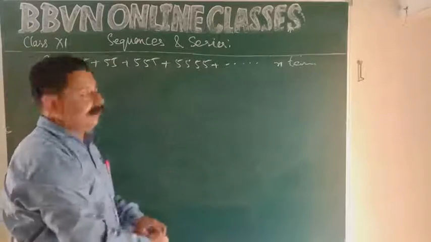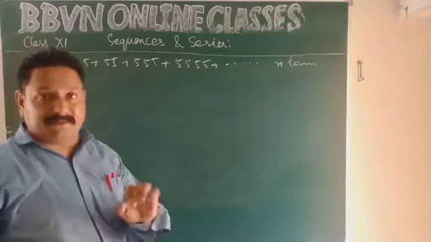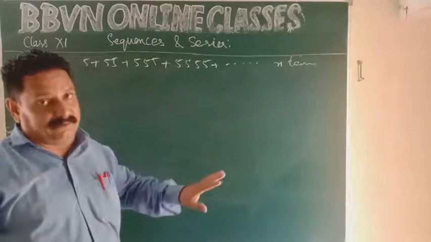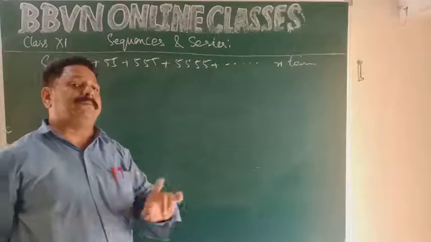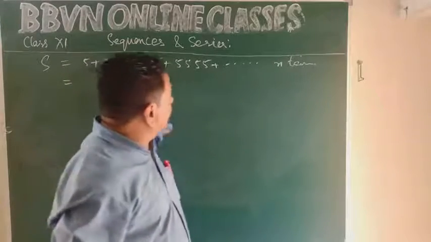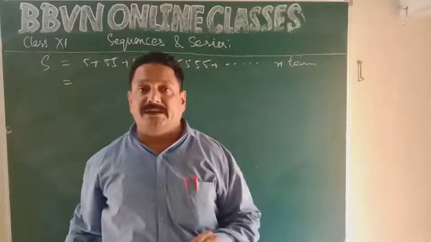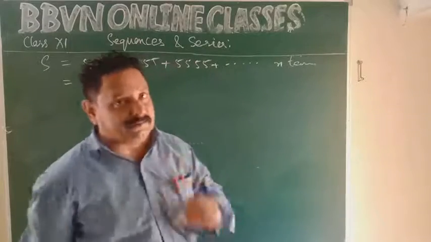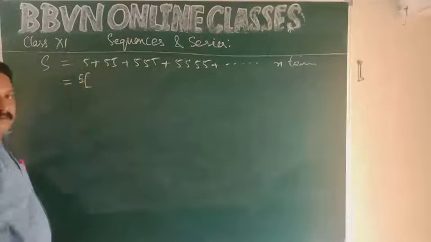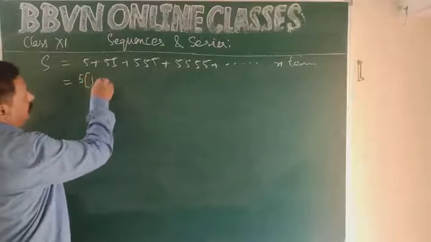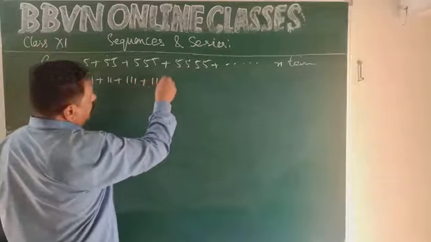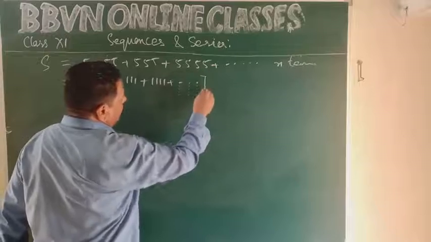This is not a GP. 55 divided by 5 is 11, but 555 divided by 55 is 111 upon 11. So this is not a GP, children. This is neither an AP nor a GP. So we can convert such sequences, such series into a geometric progression. How can we do it? I will take 5 common. Okay? So what do I have? 1 plus 11 plus 111 plus 1111 and so on up to n terms.